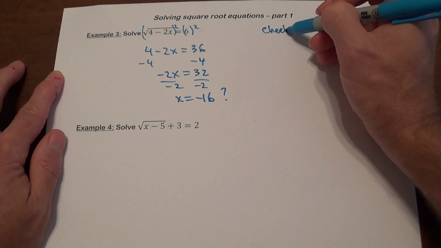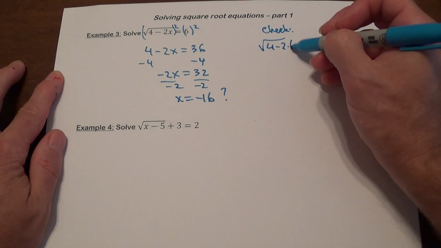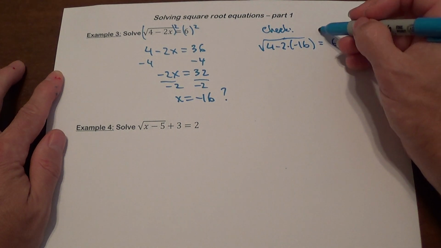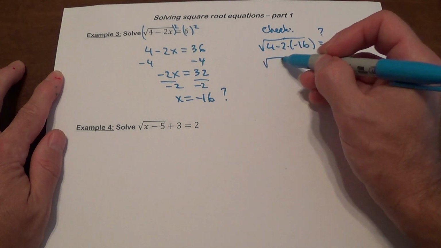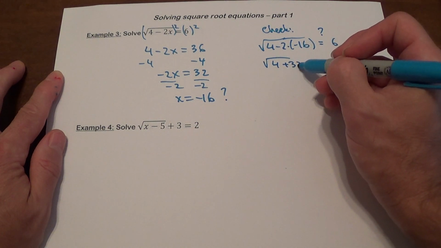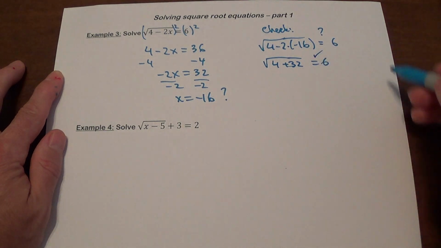Check. Got square root of 4 minus 2 times negative 16. Does that equal 6? So it's square root of 4. Negative 2 times negative 16 is plus 32. This is square root of 36 equals 6. This is correct.